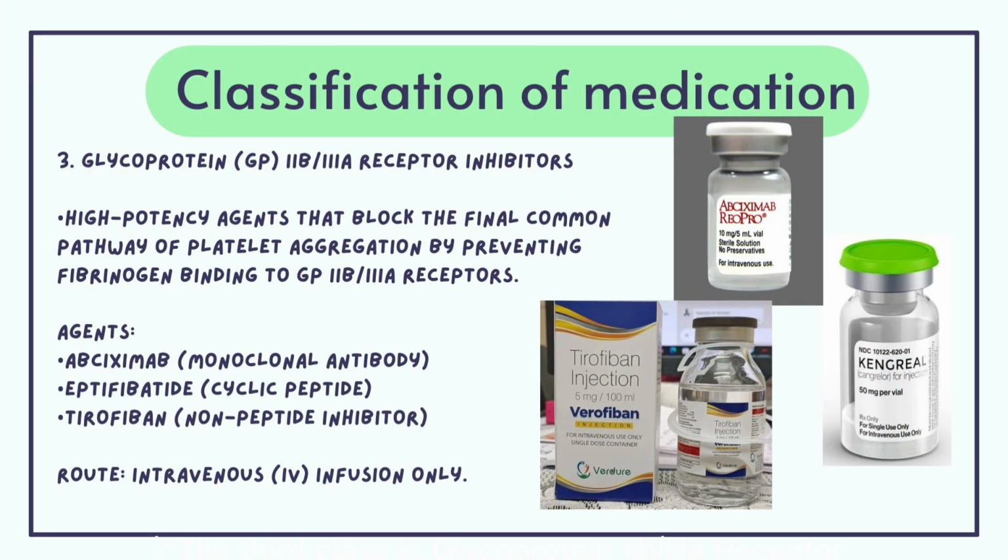The third class is glycoprotein IIb/IIIa receptor inhibitors. These are potent agents that block the final common pathway of platelet aggregation by preventing fibrinogen binding. Examples include abciximab, eptifibatide, and tirofiban, all administered exclusively via IV infusion.